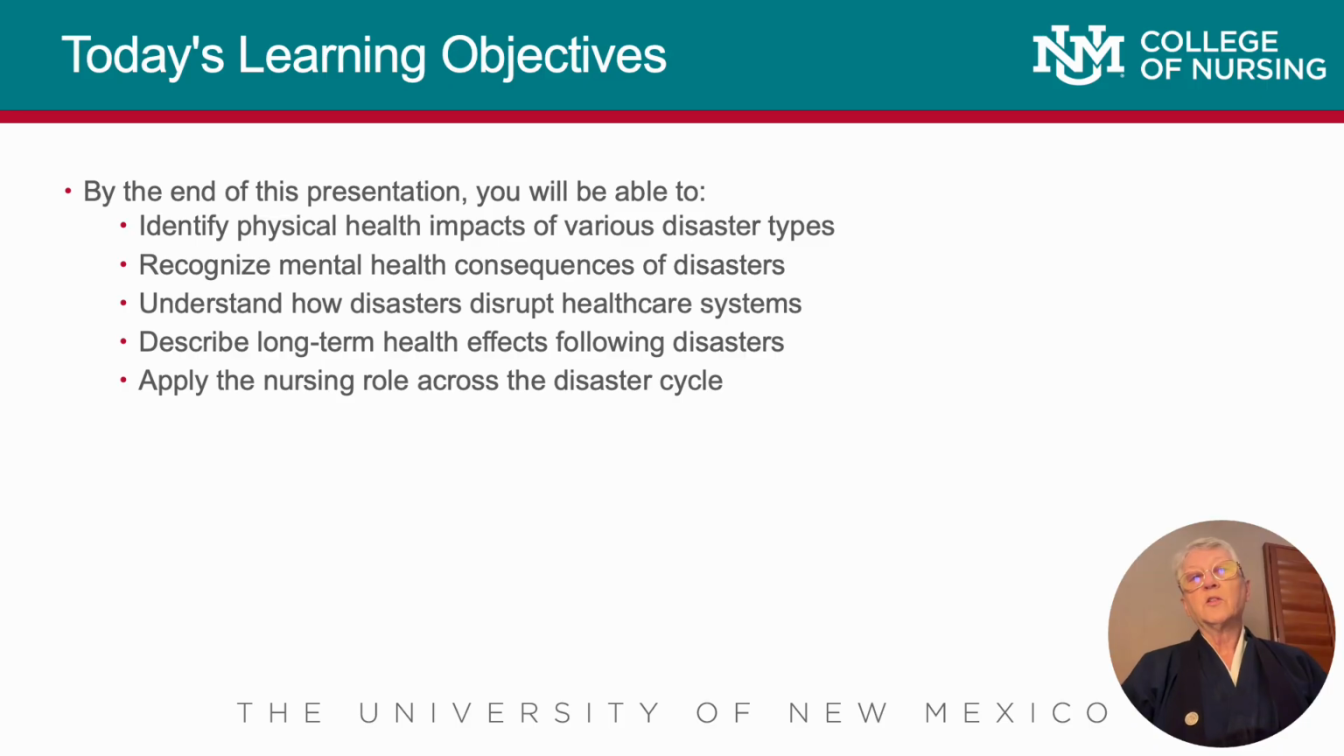By the end of today's session, you should be able to accomplish 5 key learning objectives. First, you'll be able to identify the various physical health impacts that result from different types of disasters, from heat related illness to radiation exposure. Second, you'll recognize the mental health consequences that affect both individuals and entire communities. Third, you'll understand how disasters disrupt healthcare systems and the challenges this creates for providing care.